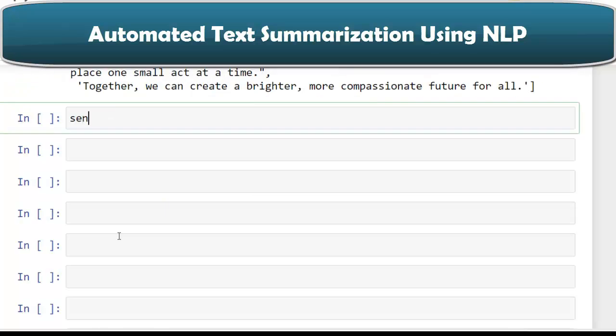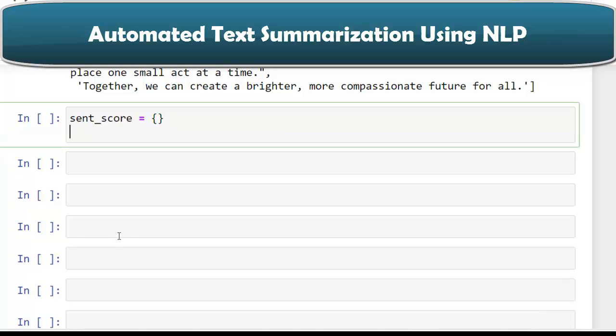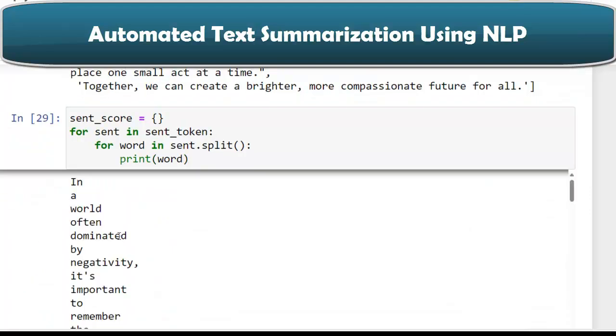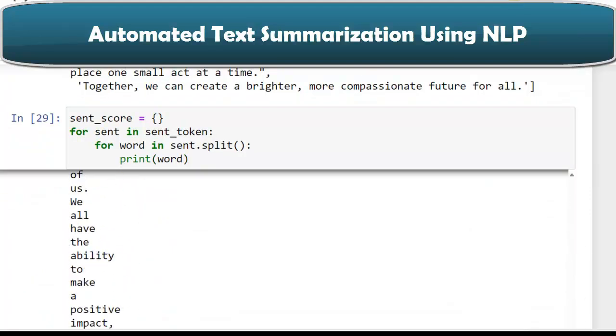So for that, sent_score dictionary. Here I am creating one empty dictionary. Then for sent in sent_token, let's print words from each sentence, because we are going to calculate sentence scores based on the word frequencies. That's why here we are extracting words from the sentences. For word in sent.split, let's check word. Let's execute this cell. As you can see here, words from sentences.